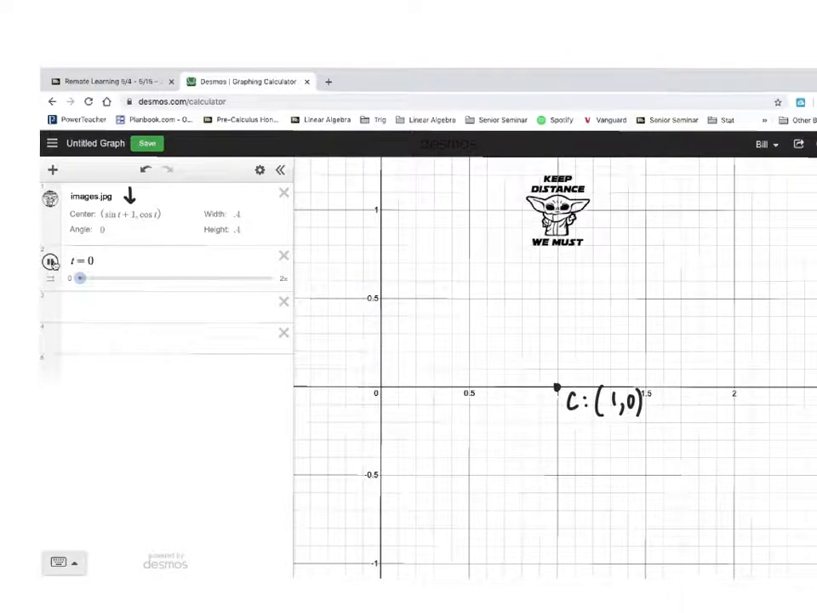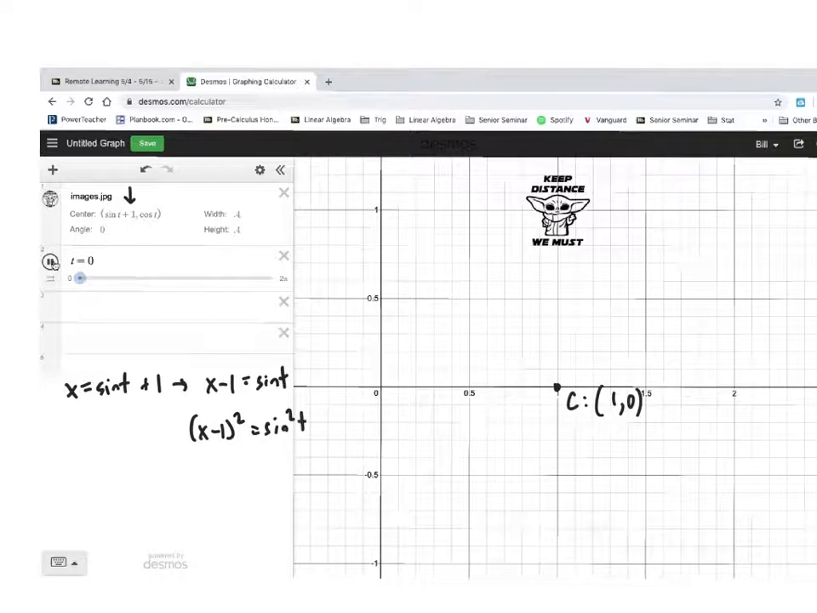I think you can see algebraically why that would work, because if x is equal to sine of t plus 1, then that means that x minus 1 is equal to sine of t, and thus (x minus 1) squared is equal to sine squared. Meanwhile, y is just equal to plain old cosine, so we can conclude that y squared is equal to cosine squared. And anytime I have that sine squared and that cosine squared, I know from my Pythagorean identity that I can add them together and get 1.